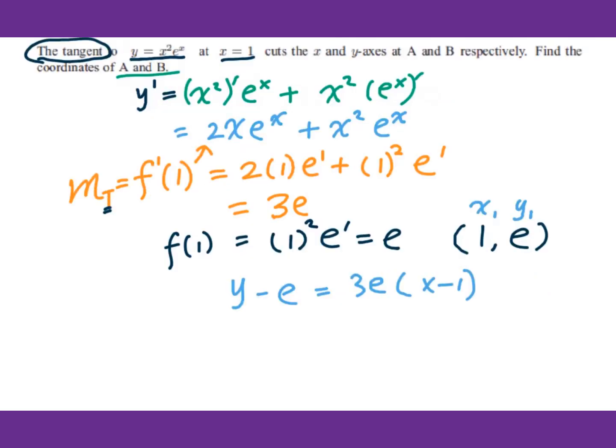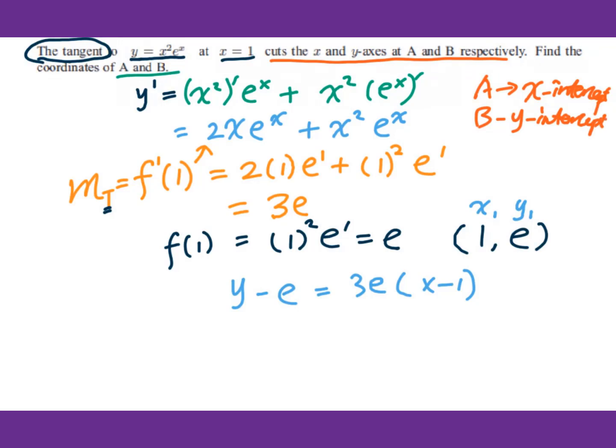When we say the tangent line cuts the x and y axes at A and B, you know that A will be the x-intercept and B will be the y-intercept. Therefore, we need to figure out the x-intercept and the y-intercept for this linear function.